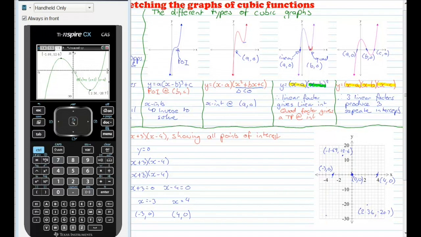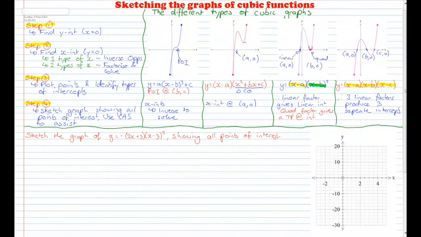Now we're just going to go through and join the dots. So we know that the graph is going to go from here all the way up through the x-intercept, touch the turning point, come down through the turning point, and go up like so. Remember to draw arrows on either end of the graph and write out the equation of the line, that is y is equal to x bracket x plus 3 bracket x minus 4. And there you go, that's how you sketch the graph of that function.